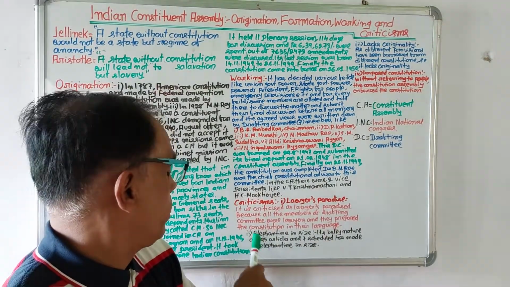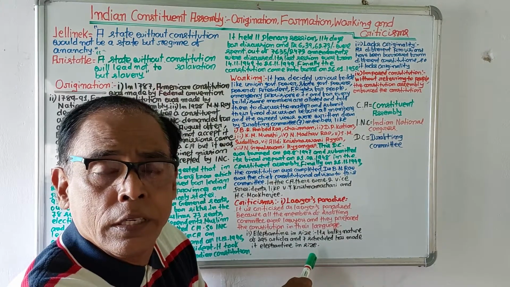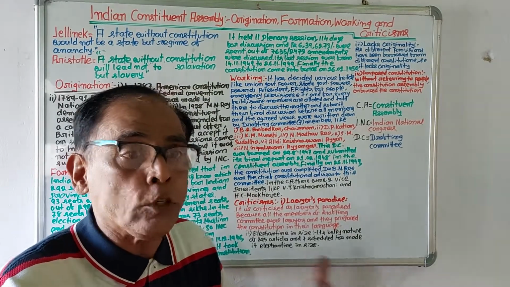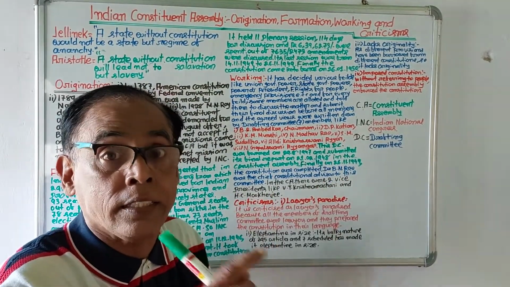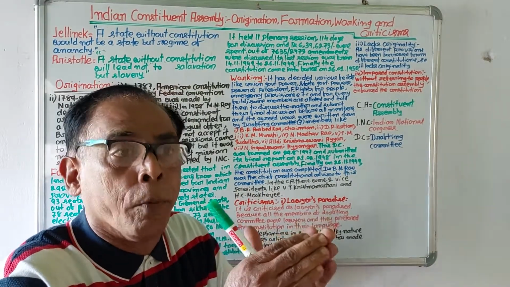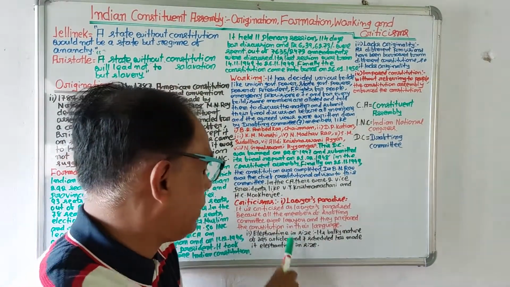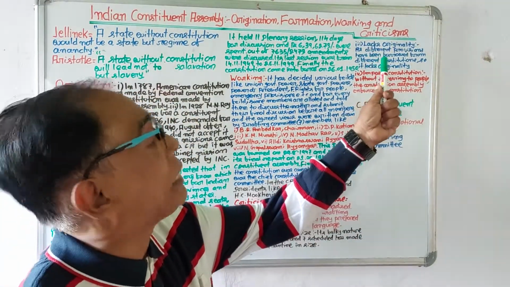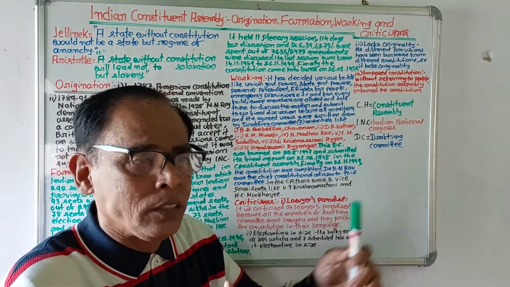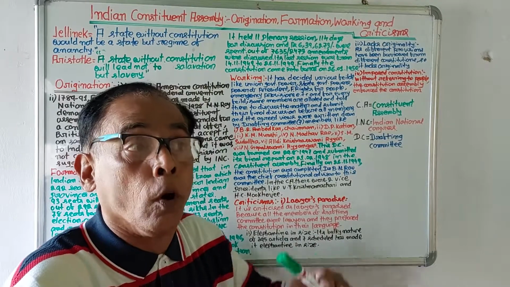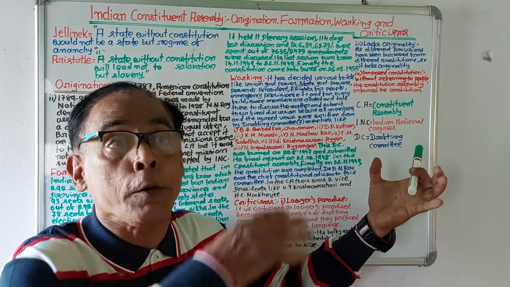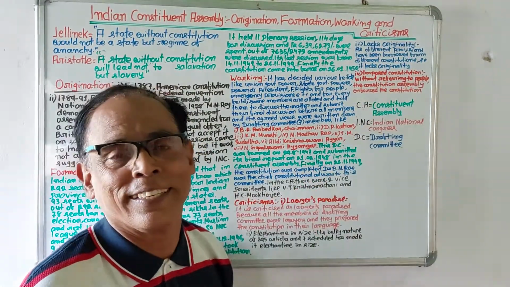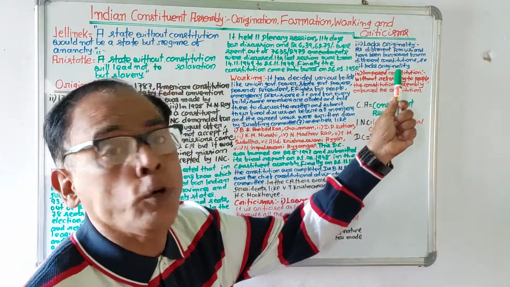The second criticism is that it is elephantine in size. When it was prepared, it had 395 articles and 7 schedules. So it is bulky in nature. Third criticism is that it lacks originality, because the Constituent Assembly borrowed different provisions from different constitutions and included them in the Indian Constitution.